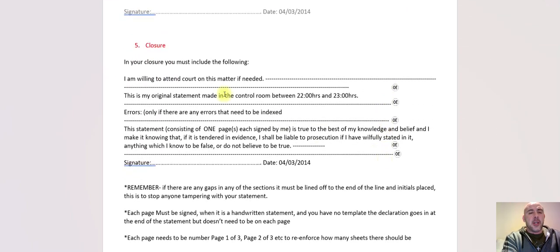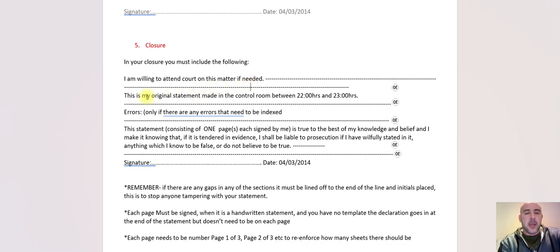Then you've got your closure. So in your closure, you must include the following. And these are actually, guys, absolute musts. So, I am willing to attend court on this matter if needed. You have to add that you are willing to actually attend court. You've got to put in where you've done your statement, the time you've done the statement, and if there was anyone with you when you've done the statement.